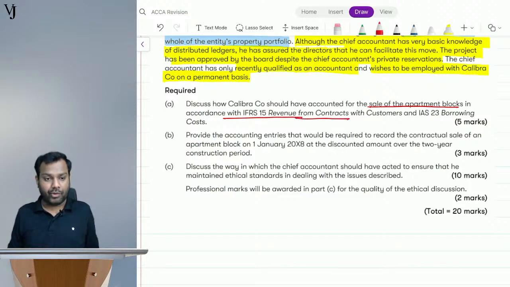Tell me guys, are you clear on this part? For the IFRS 15 part, are you clear, everyone? All of you are clear? Tell me.